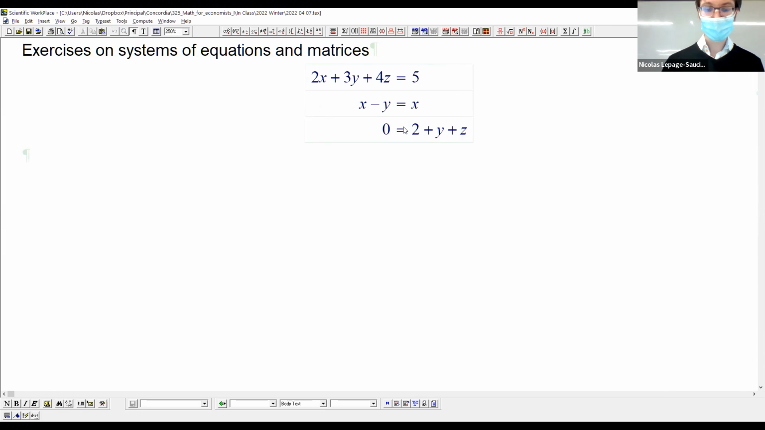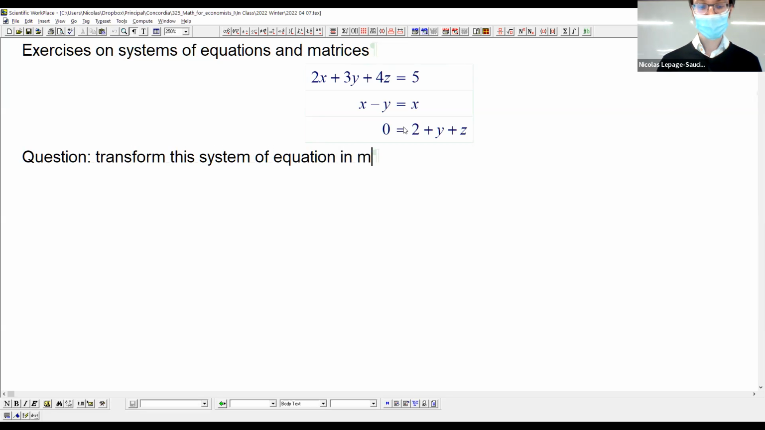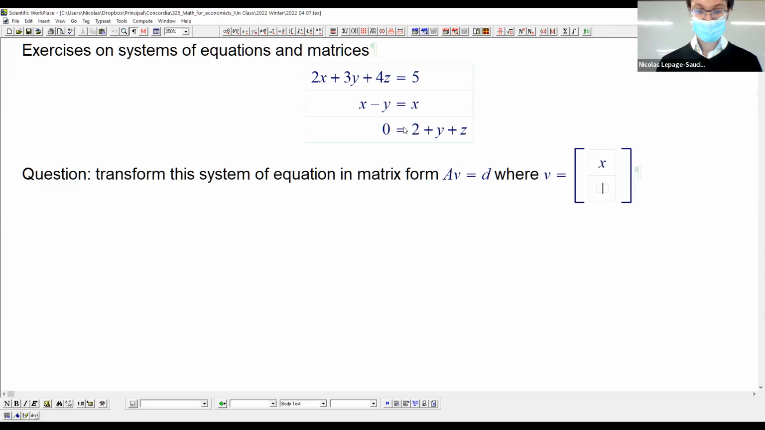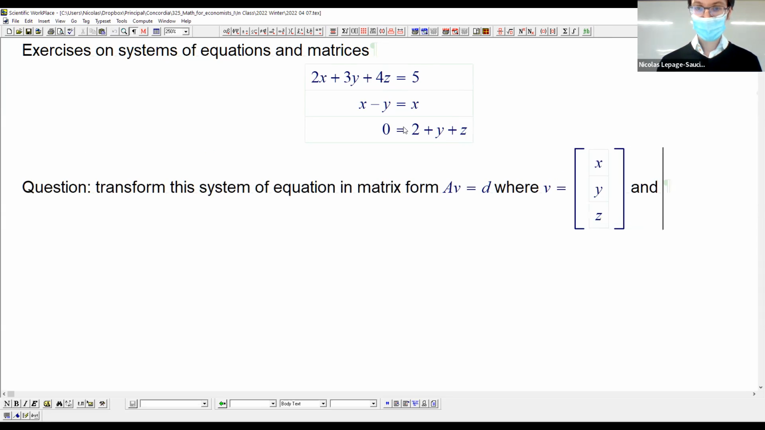Okay, we have this question. Transform this system of equations in matrix form, like this: Av equals d, where v is a vector of variables, and d is a vector of constant terms.